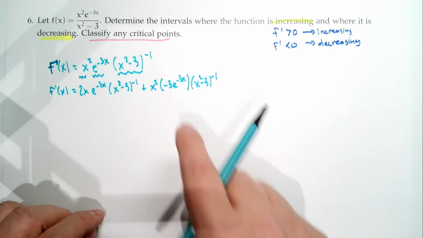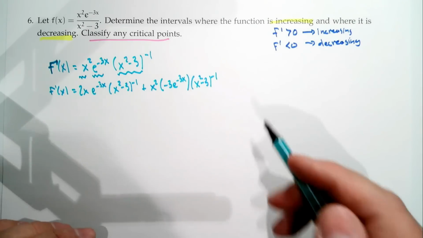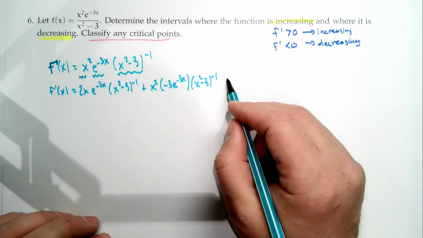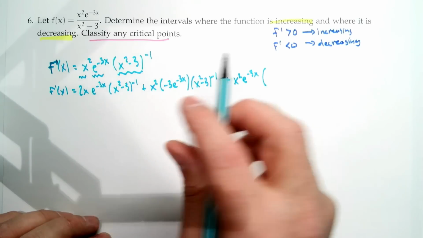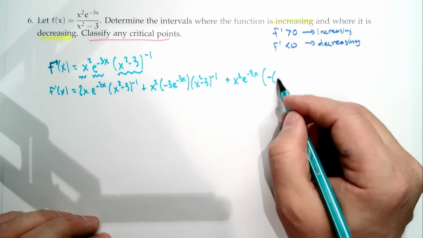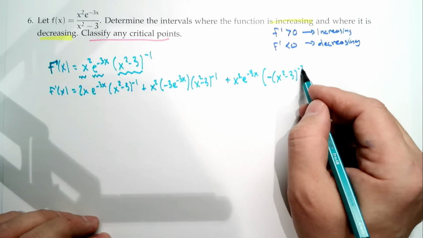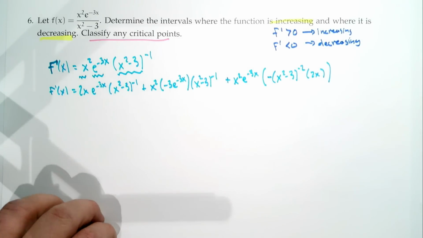And be generous with your parentheses. A lot of people forget to write down parentheses, and then 20 seconds after they didn't write it, they forgot, oops, there's actually a parenthesis there, and they misinterpret it, and then they lose points. We don't want to lose points. That's not why we're in calculus. We came to get points. Last one. Minus comes down, x squared minus 3 to the minus 2, and then times the derivative of the inside, which is 2x. So there's our derivative.